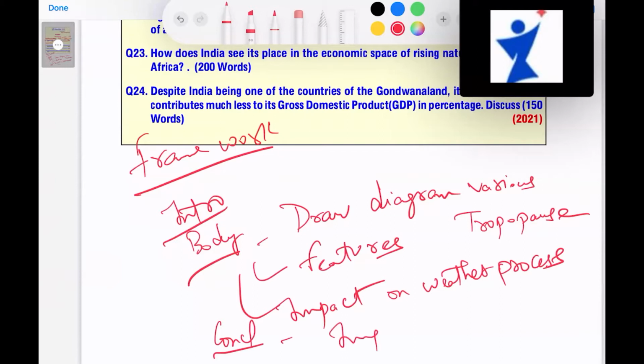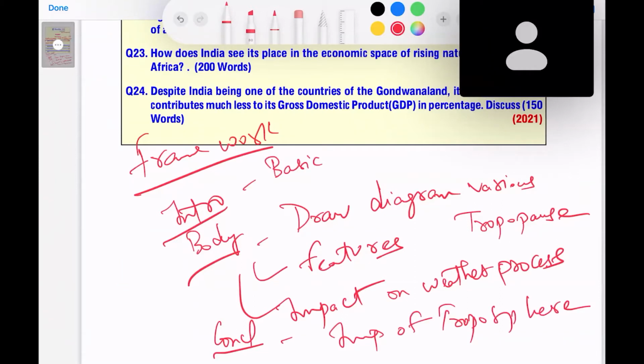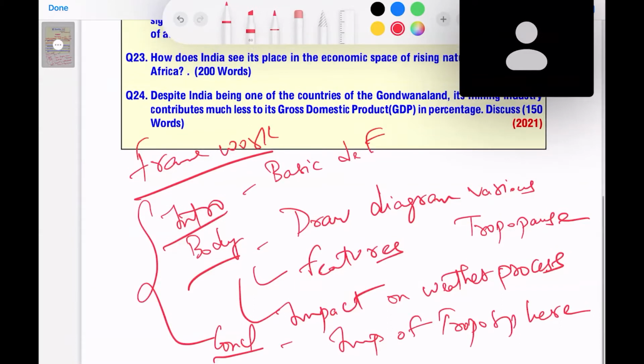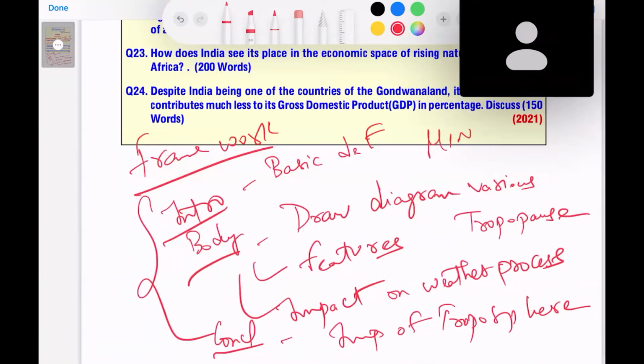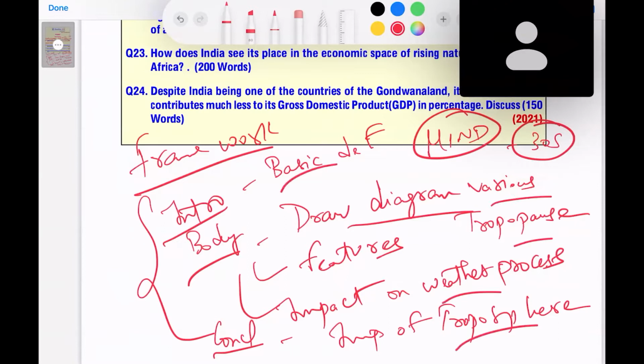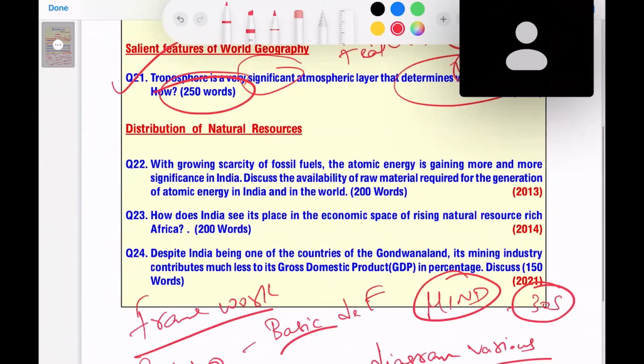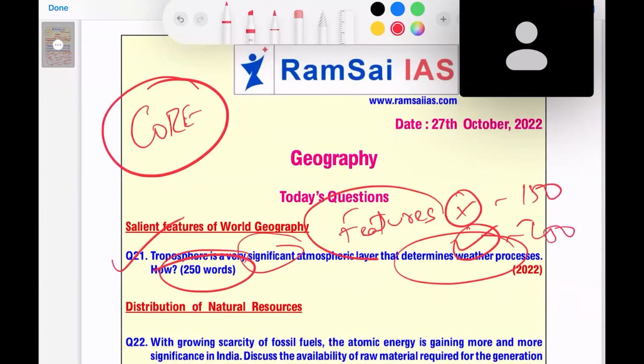Is the framework clear to everyone? Yes, sir. So for every question, whenever you see it, this should happen in your mind, and that too within a maximum of 30 seconds. The moment you get this framework in 30 seconds, you will start writing meaningful answers without losing focus on the core demand of the question. We have always said that we should address the core demand of the question. Here features is not the core demand, but we are including it because it's a 250 word answer.